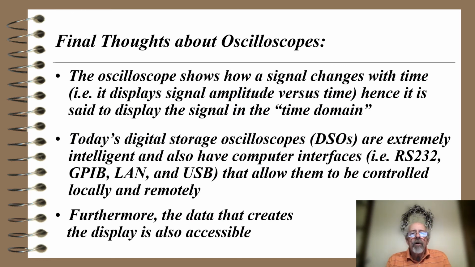The oscilloscope shows how a signal changes with time. That is, it displays signal amplitude versus time. Hence, it is said to display the signal in the time domain. Today's digital storage oscilloscopes, or DSOs, are extremely intelligent and also have computer interfaces, things like RS-232, GPIB, LAN, and USB connections that allow them to be controlled locally and remotely. Furthermore, the data that creates the display is also accessible. So today's modern oscilloscopes are quite complex measurement devices. And that ends this presentation.